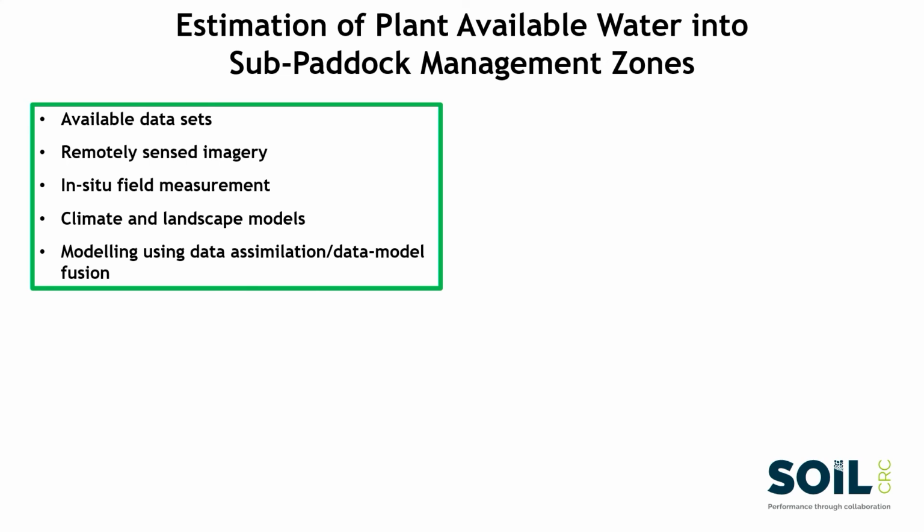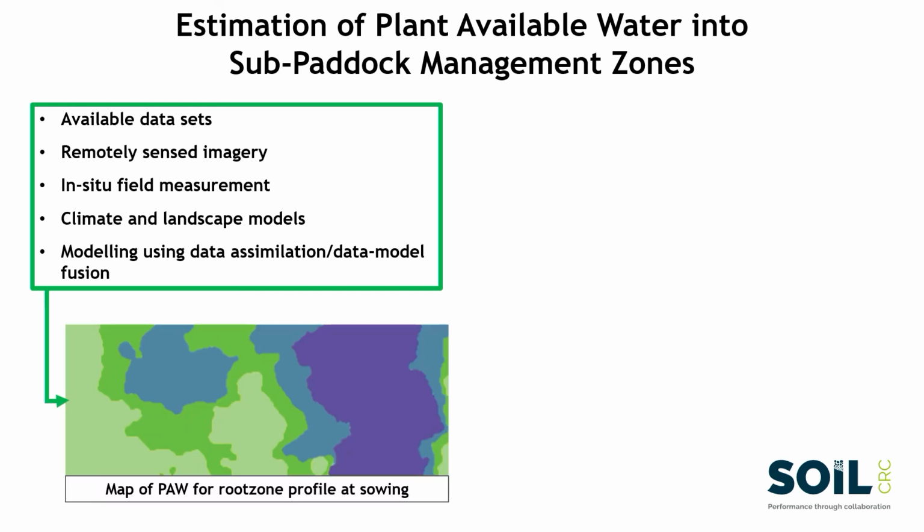The estimation of plant available water at sub-paddock resolution is achieved through the integration of a variety of available data sets. This is an example map of plant available water for a root zone profile at sowing. The development of management zones will assist farmers with improved on-farm management decision-making by modelling reliable and fit-for-purpose estimations of the spatio-temporal variability and availability of soil moisture at the sub-paddock scale.